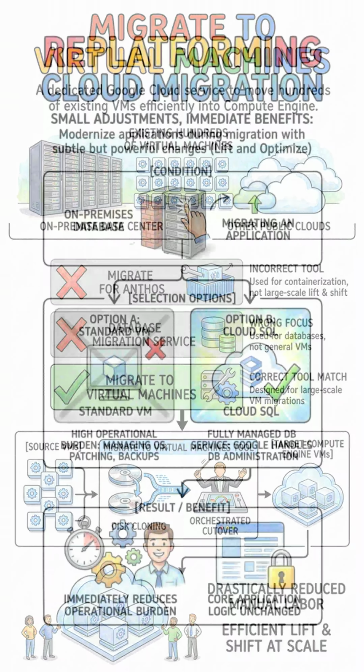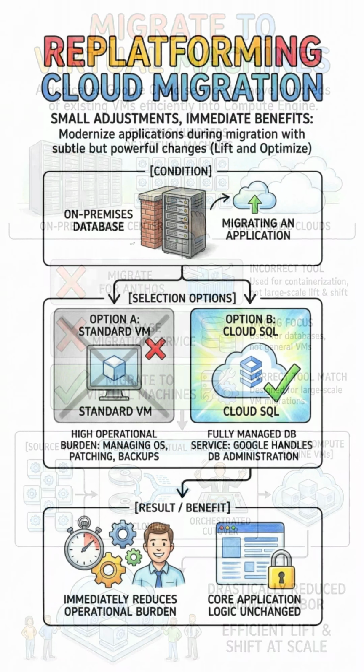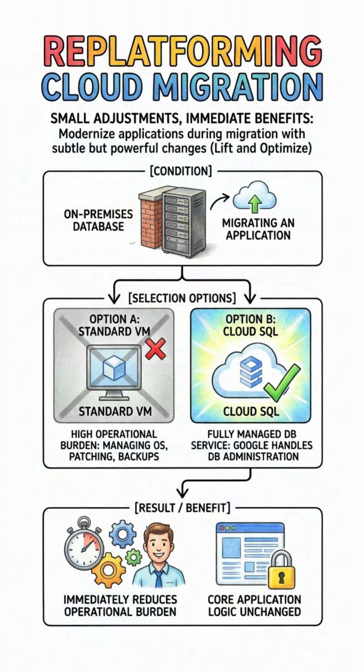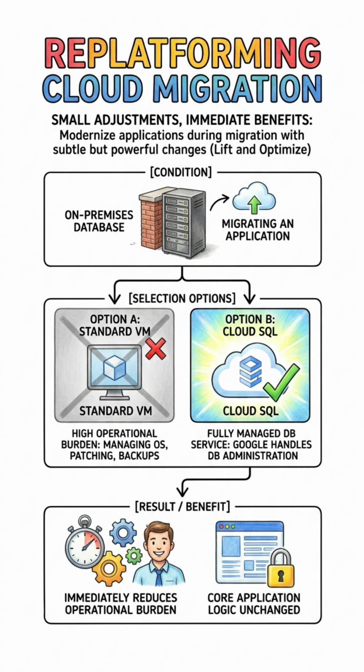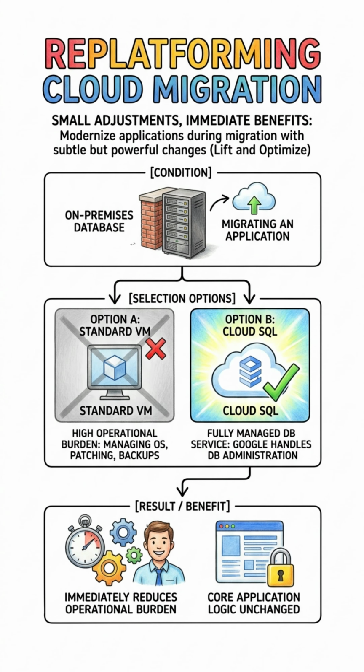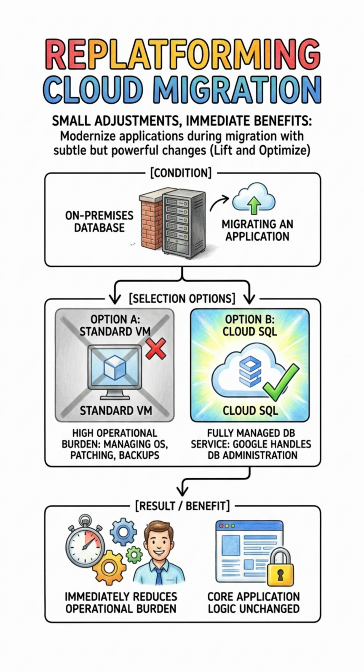Replatforming, which is often described as lift and optimize, involves making small but powerful adjustments to your application during the migration process. For example, instead of migrating an old on-premises database to a standard virtual machine, you might replatform it by moving the data directly into a fully managed service like Cloud SQL. This strategy immediately reduces the operational burden of database administration while keeping the core application logic completely unchanged.